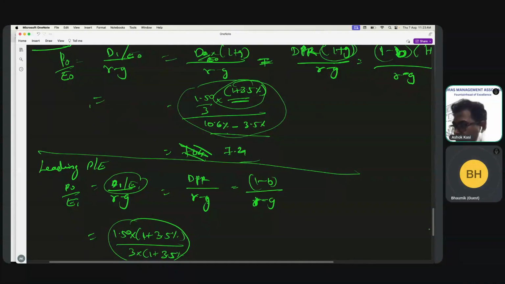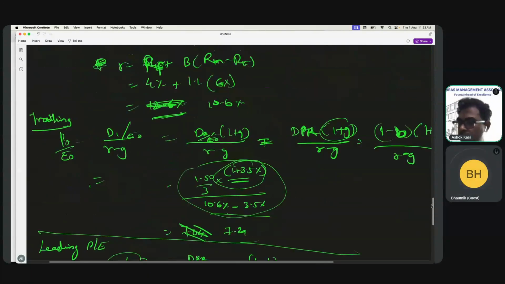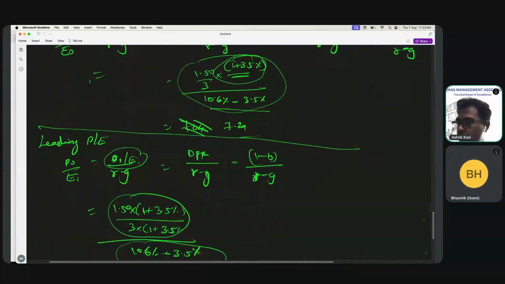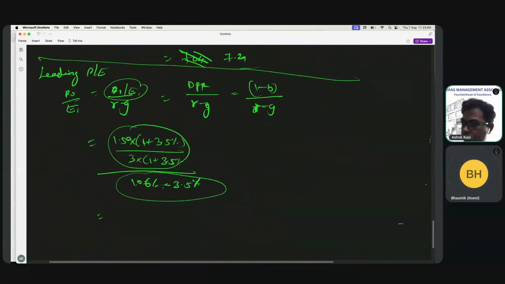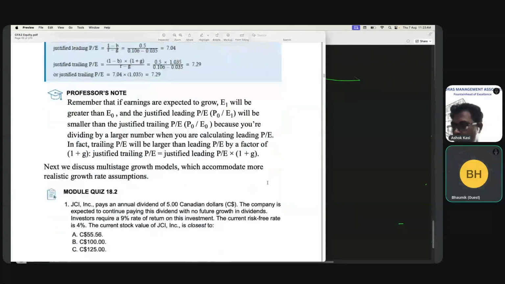Okay. Now coming to leading P/E. Leading P/E will always be lower than the trailing P/E, assuming that the earnings will grow. Now you calculate this part. It's 7.04, I did that. Okay, 2 minutes, I'm writing it down.